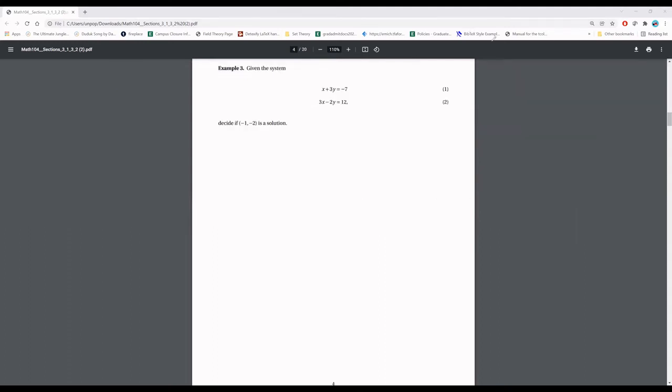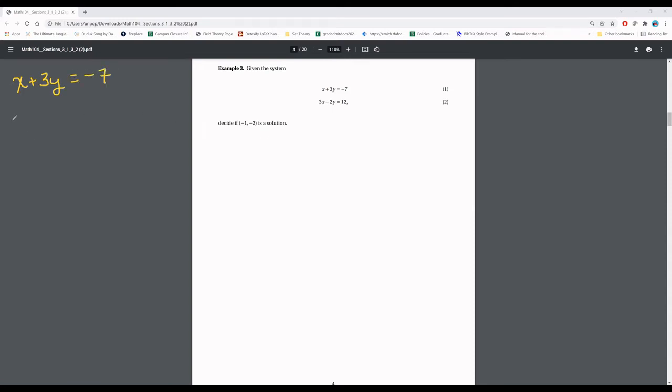Okay, here's our second example. Example 3, I guess. Given the following system, first equation is x plus 3y equals negative 7. Second equation, 3x minus 2y equals 12. We want to decide if the ordered pair negative 1, negative 2 is a solution. Let's find out.